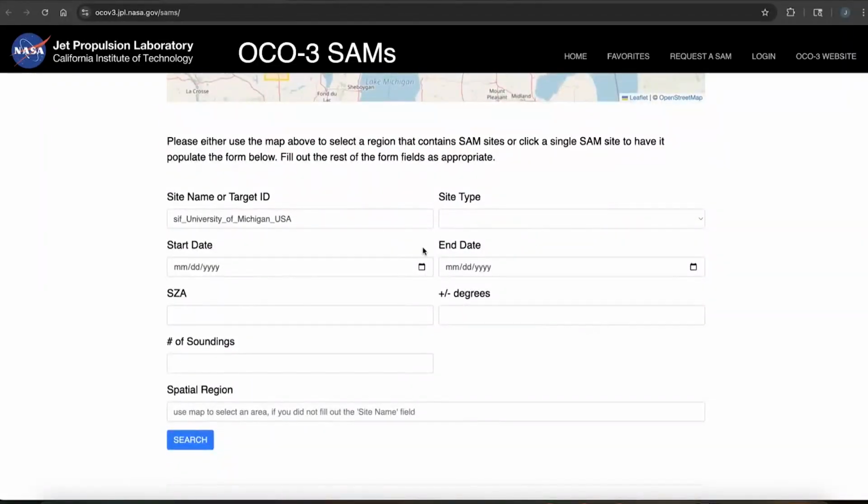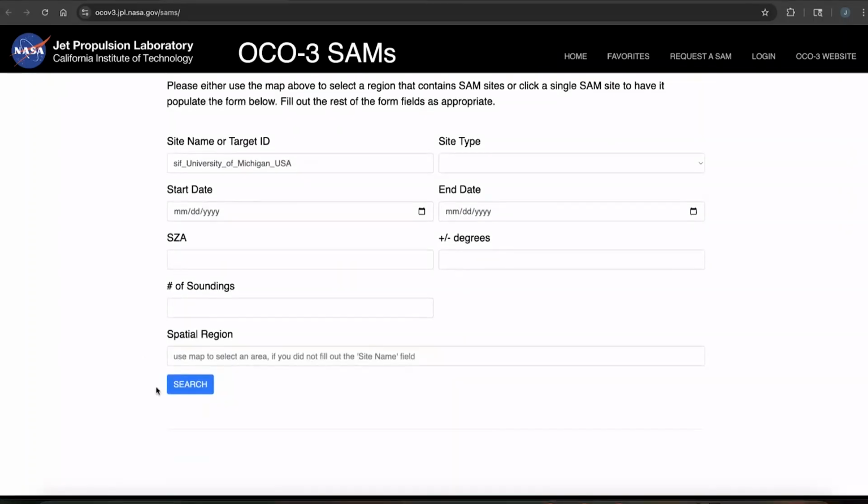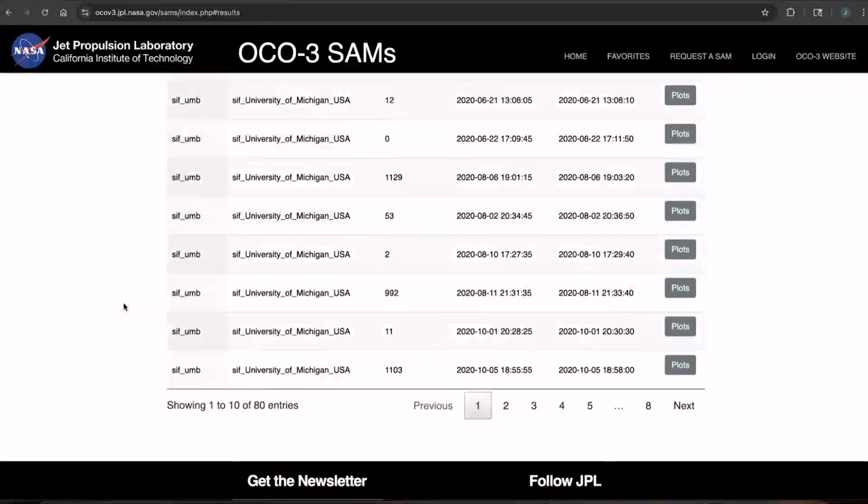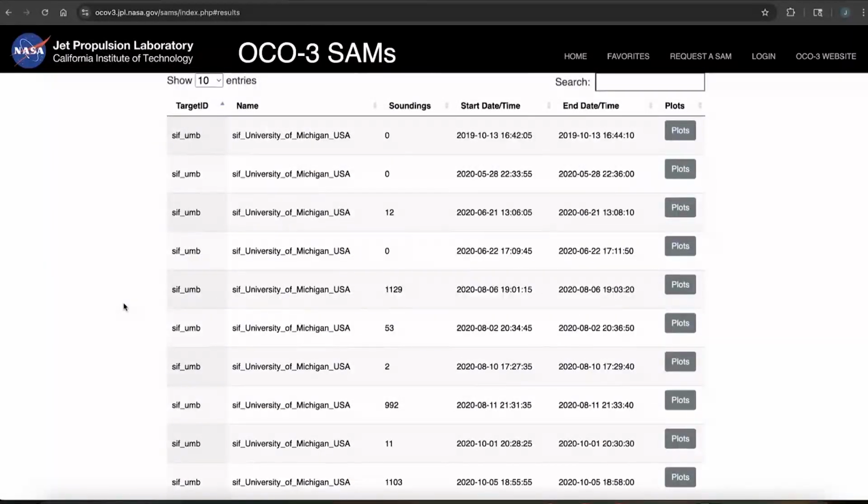You can see when you click on the pin down below in this form, the site name gets populated for you automatically. And that site name should be sufficient to find the SAM acquisitions. So if we just type search, we can see a table with all of the SAM acquisitions at this particular site.